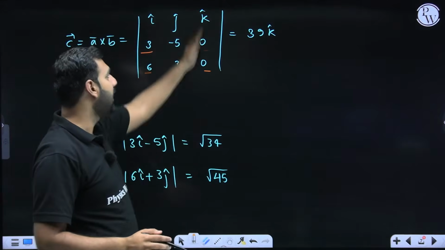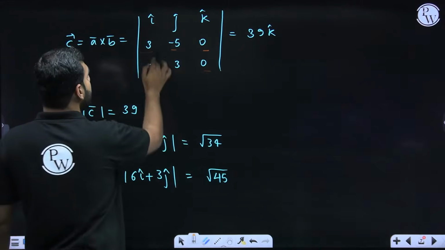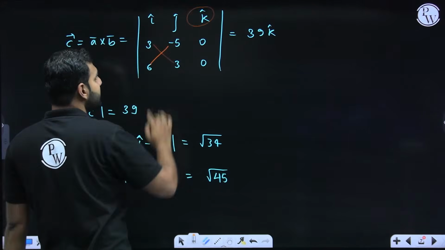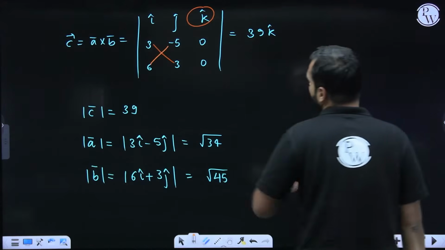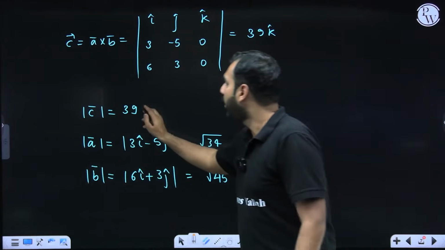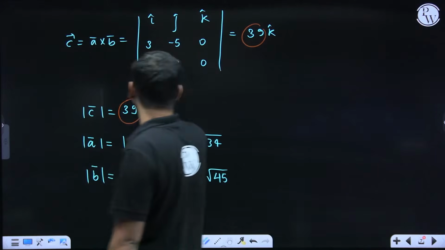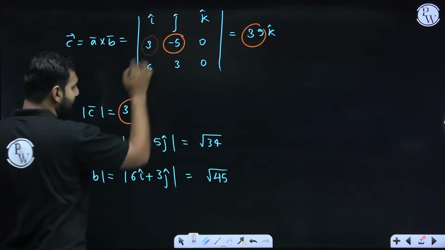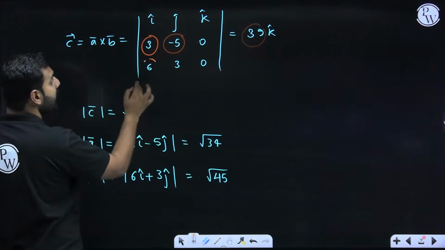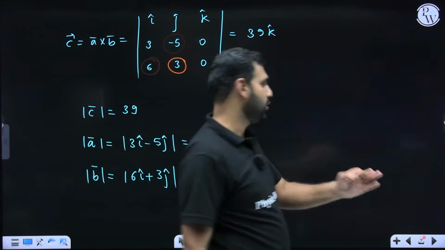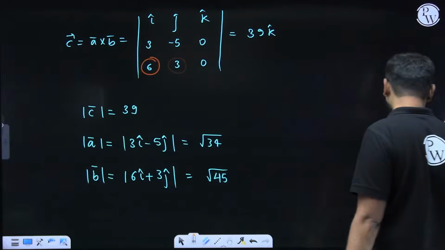We simply expand it along the third column, and there we see k cap times 3 into 3 minus 6 into minus 5, that is 39 k cap. From here, we find mod of vector C will be 39. Vector A's mod will be given by under root of 3 square plus 5 square. Mod B will be given by under root of 6 square plus 3 square. So that's how you can find the ratio of mod A, mod B and mod C.